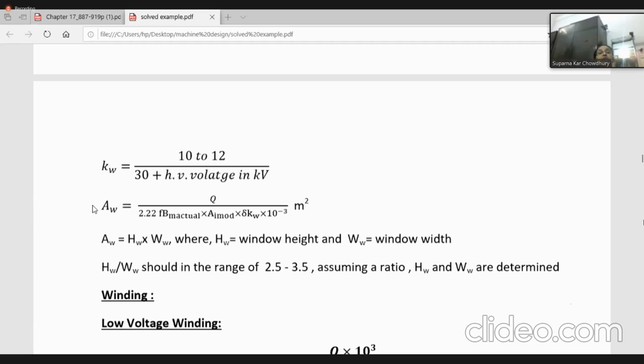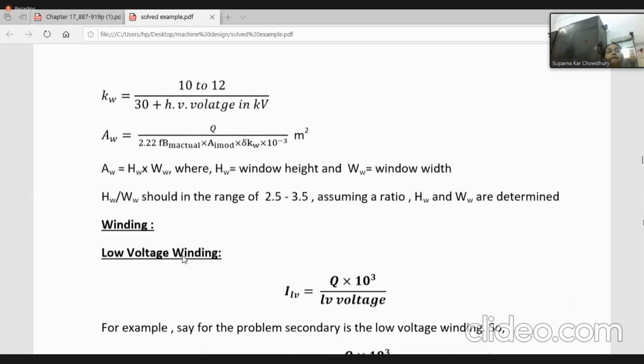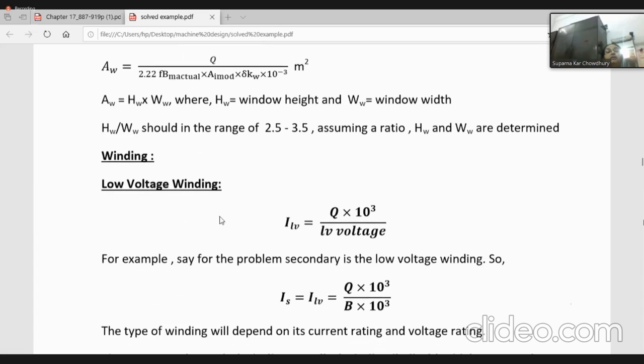So AW will be KW divided by this. So we know a value of AW. Then AW is window height into window width. The window height to width ratio should be in the range of 2.5 to 3.5. So assuming a ratio in this range, we will get values of HW and WW, the window height and width.